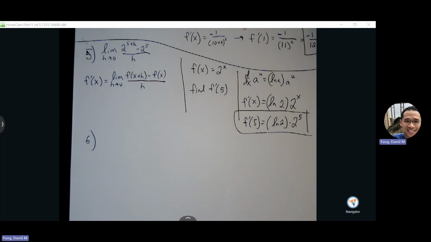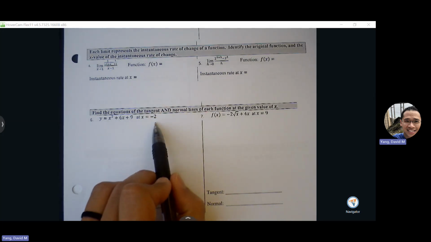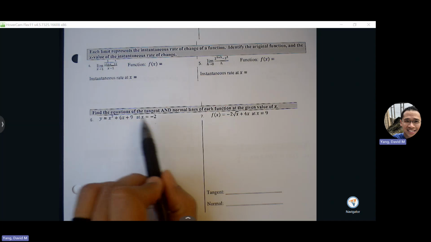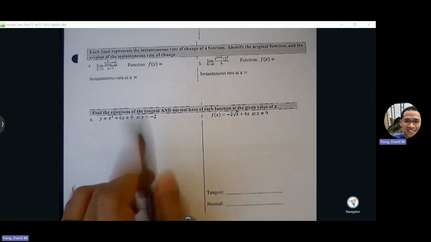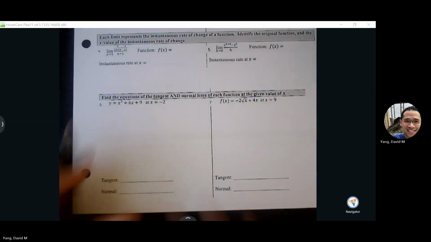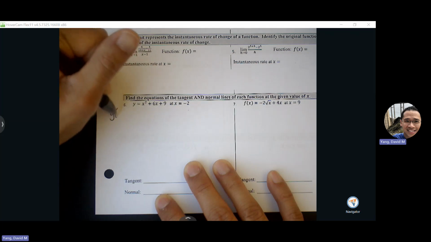Number 6, find the equation of a tangent and a normal line. So let's just worry about tangent. So let's just find f of -2, and we'll find f prime of -2, and that'll give us our order pair and our slope. We'll build our tangent line, and then we can worry about what to do with the normal line later. But it's just a slight adjustment to get to the normal line.